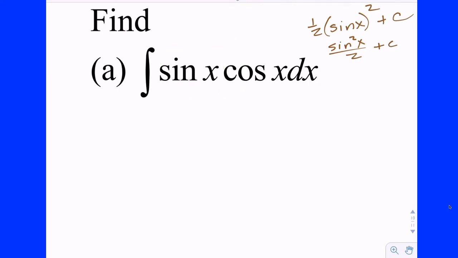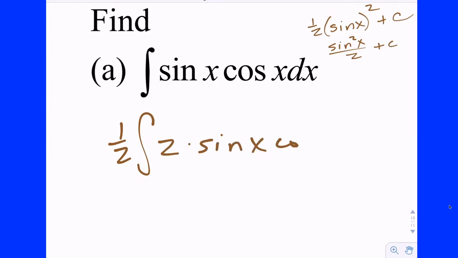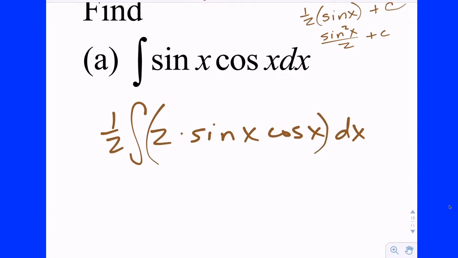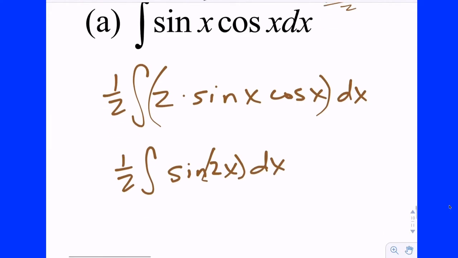But there is another way. I don't know if anyone thought about doing this. Multiplying by a half out front and multiplying by 2 on the inside. Anyone think about doing it that way? What did I do? I just cleverly multiplied by 1. Why would I do that? So that I can call that what? Sine of 2x. Now it becomes a pattern recognition.